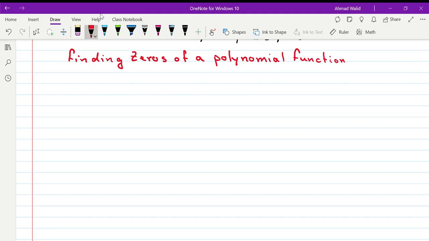But the real zeros, the zeros where the polynomial function actually crosses the x-axis, the x-intercepts, we call the zeros of a polynomial function in general. How to find them? To find the zeros of a polynomial function, you do it in two main steps. Step number one.